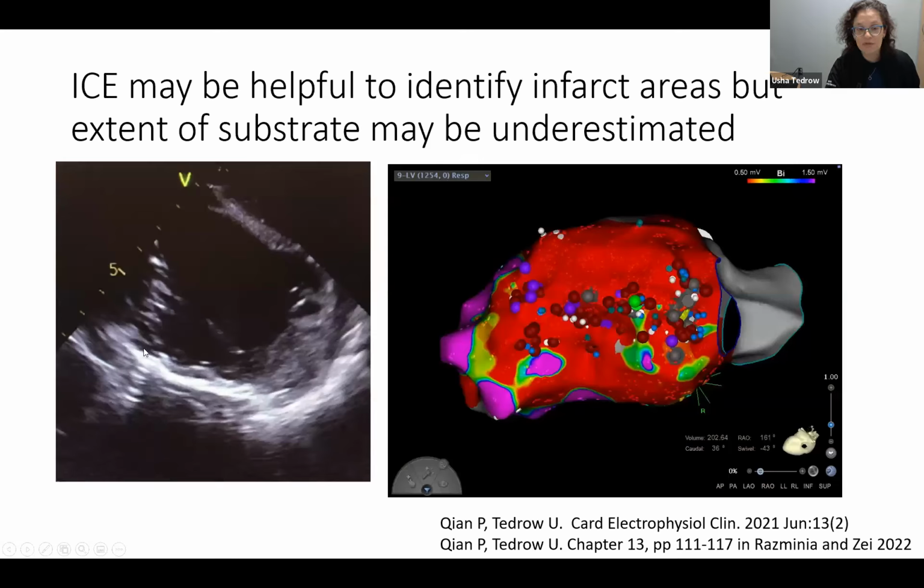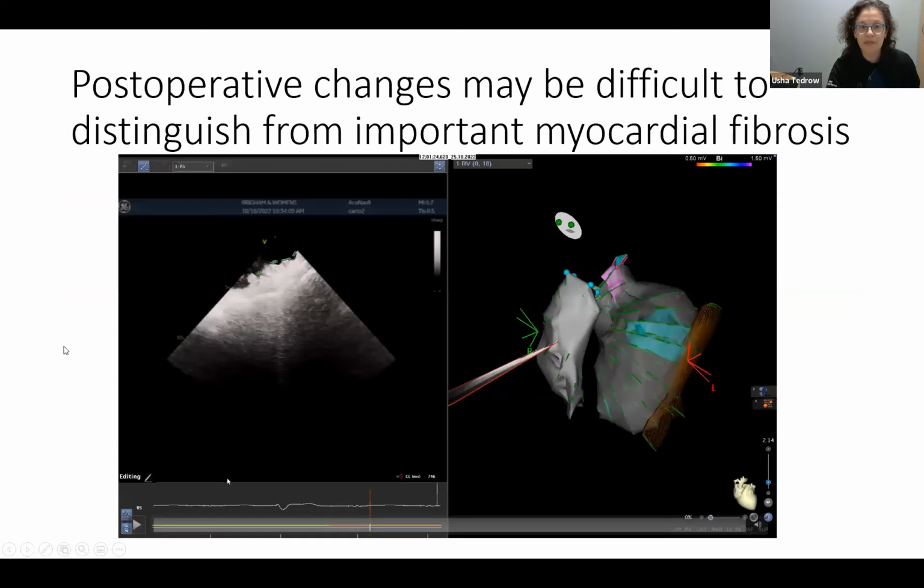This is an example of another patient. We're just looking over from the RV towards the LV. This is the mitral valve. This is the lateral wall. You can see that there's a big, thin, fibrotic looking area on ICE, but the extent of the voltage abnormality when we do voltage mapping is a lot more than what you see on ICE. So most likely ICE is going to underestimate the amount of substrate that's actually present.